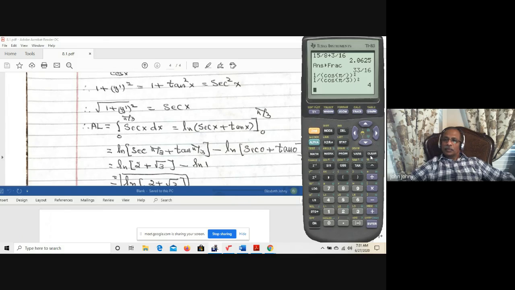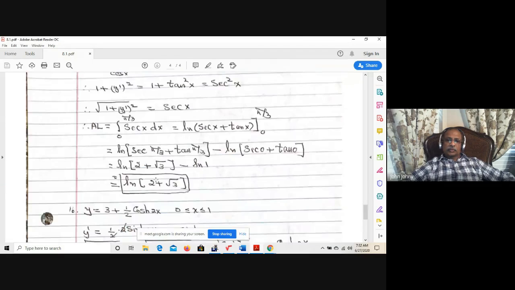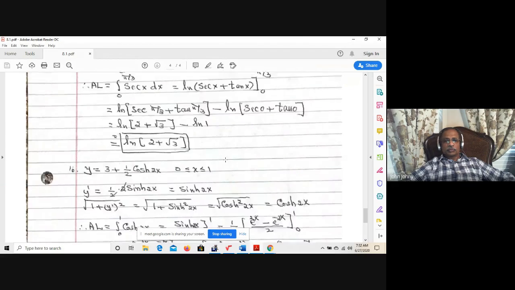That is 1 over cos pi over 3, that is 2. And similarly, tangent pi over 3 is square root of 3. Secant 0 is 1 over cos 0, that is 1. So the final answer is natural log of 2 plus square root of 3.